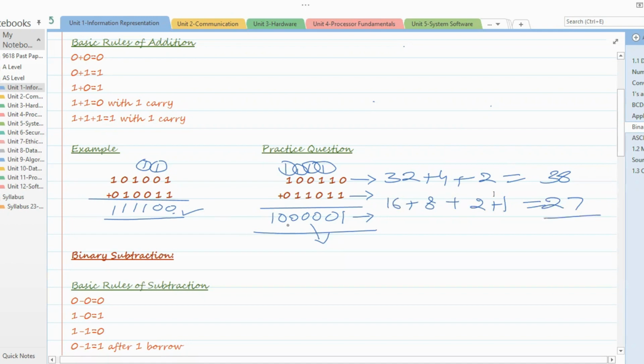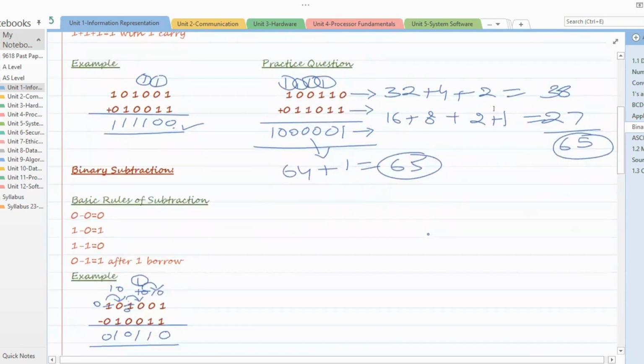And here you need to convert this also. So this is 1 plus, so 2, 4, 8, 16, 32, 64. So 64 plus 1 is 65. So this is 65. And if you add this, so this is also 65. So both are same. So you can always check it this way, right? All right. So that's your binary addition.